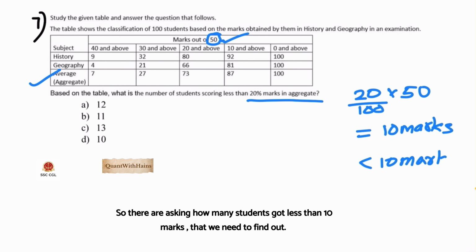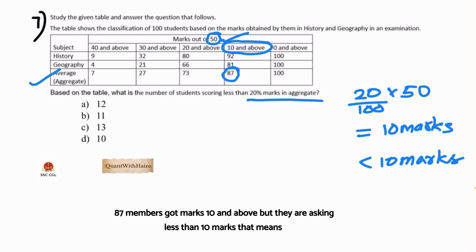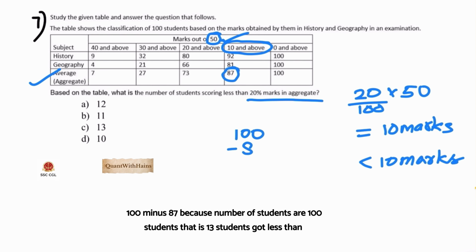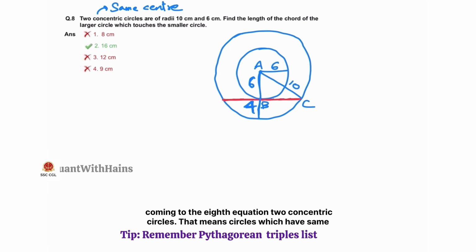That we need to find out. In the table, if we observe here, aggregate information is given that 87 members got 10 marks and above, but they are asking less than 10 marks. That means 100 minus 87, because the number of students is 100. That is 13 students got less than 10 marks. That is option C. Coming to the 8th question, two concentric circles.